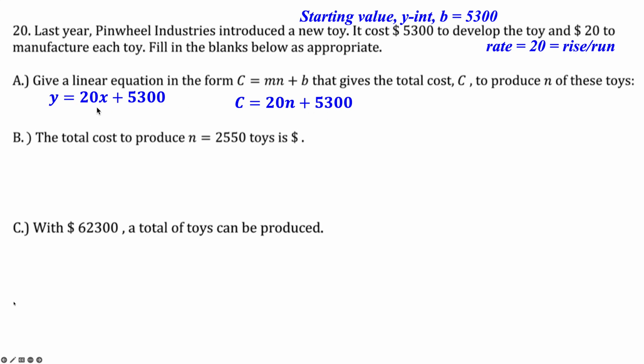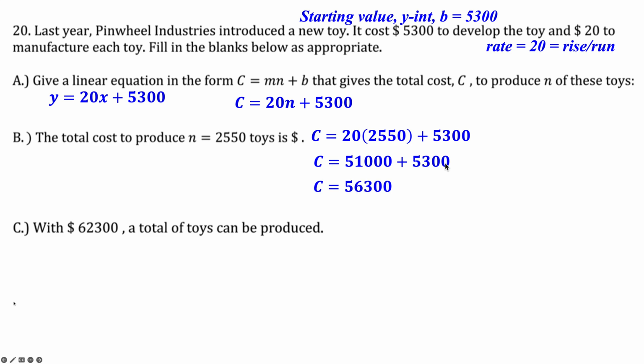So again, if you want to start in y equals mx plus b and then convert later, or jump right to here, that's fine. All right, b, the total cost to produce 2,550 toys. We put 2,550 in for n, crunch the numbers in our calculator. 20 times 2,550 is 51,000 plus 5,300, a total of $56,300.